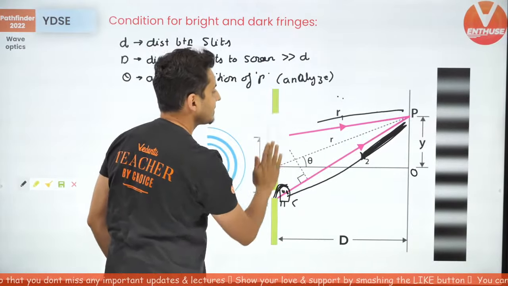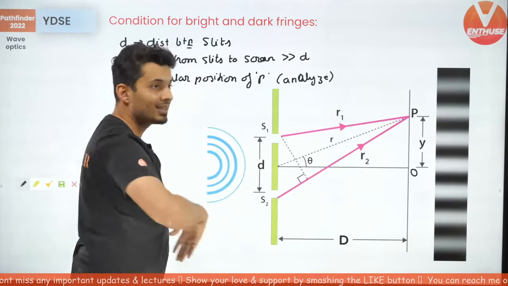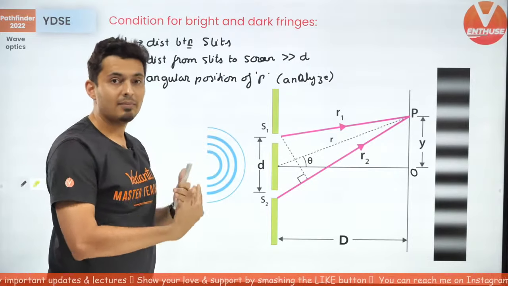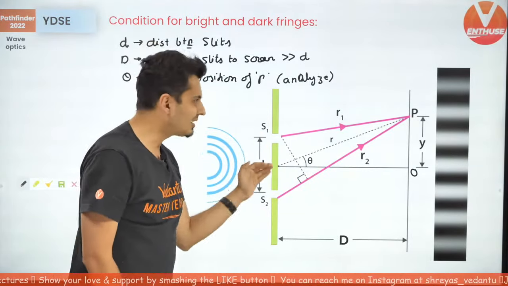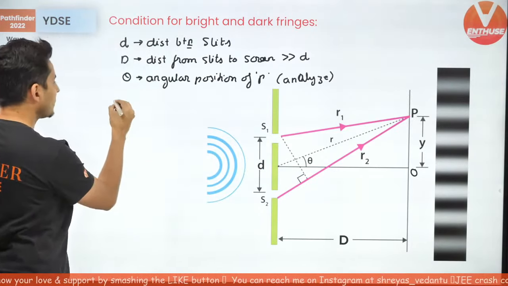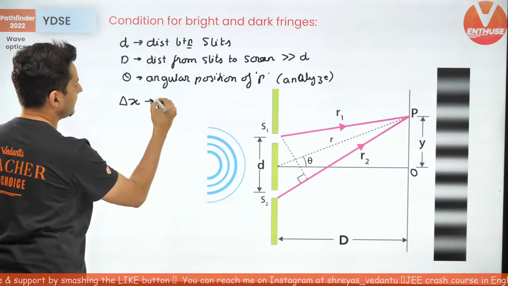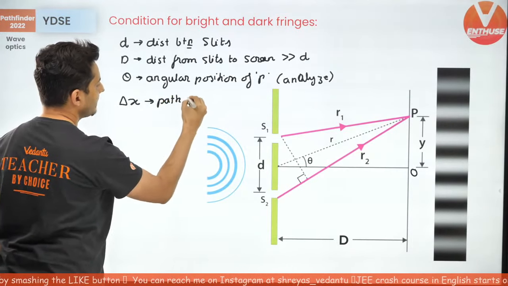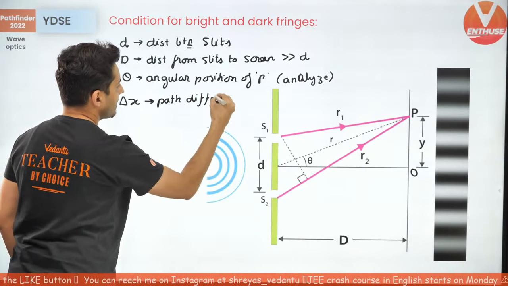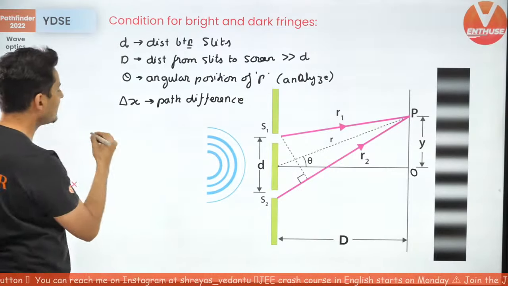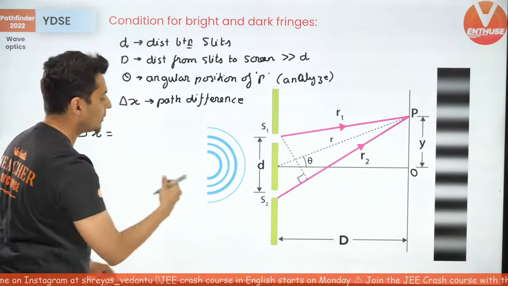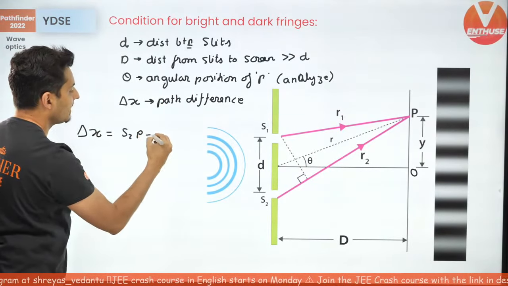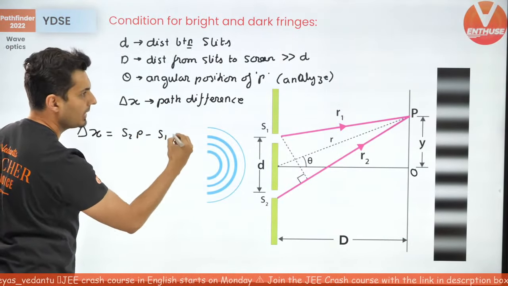So there is going to be some path difference because the waves have a bias in terms of distance. One has to travel less, one has to travel more. So this is the path difference, delta x. That path difference can be easily calculated. Delta x will be, look at this, S2P, the longer distance, minus the shorter distance, which is S1P.